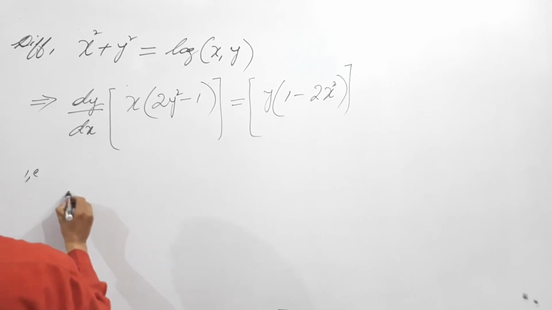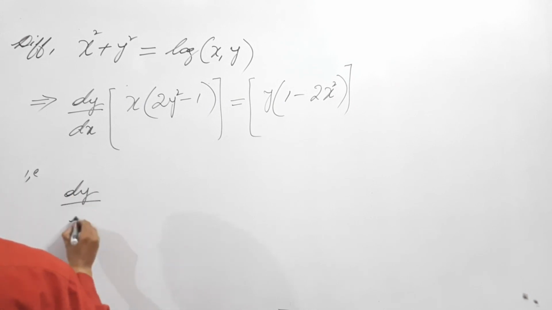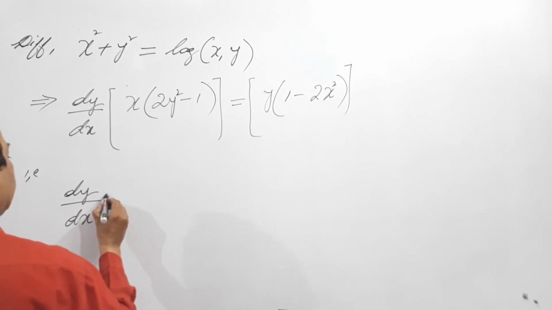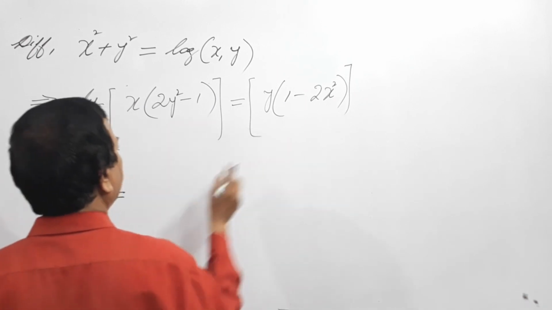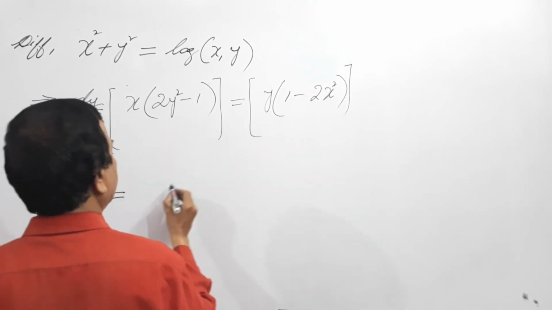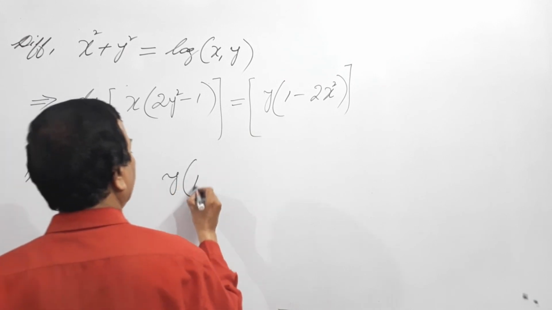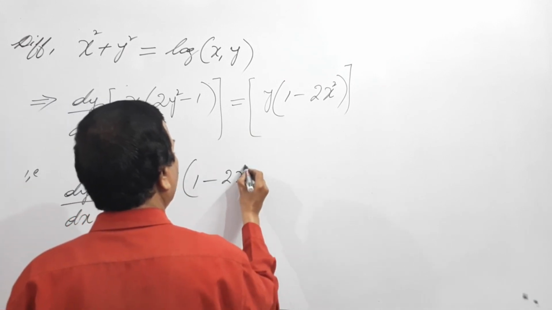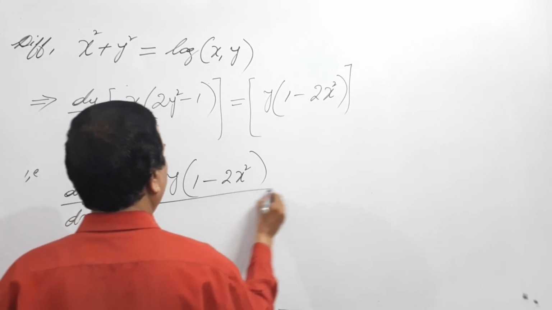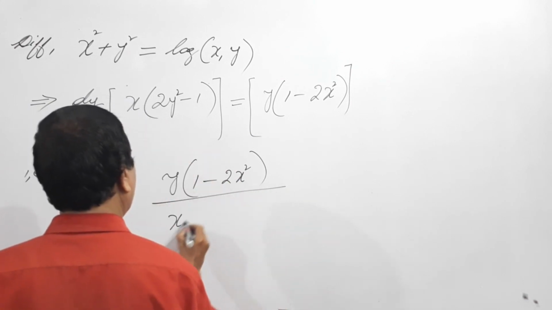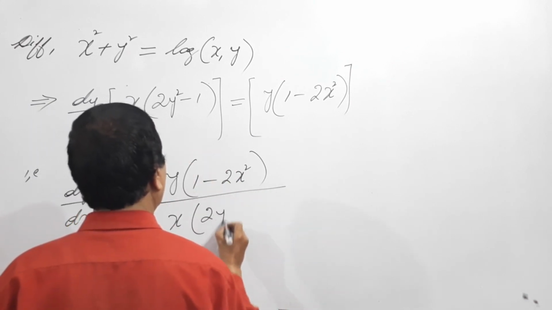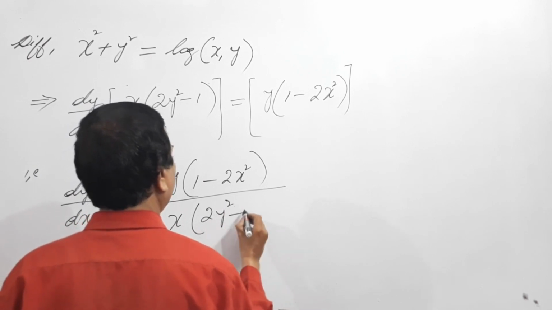That is dy by dx equals to this divided by this. So what happens here? This is y into 1 minus 2 x square divided by x into 2y square minus 1.